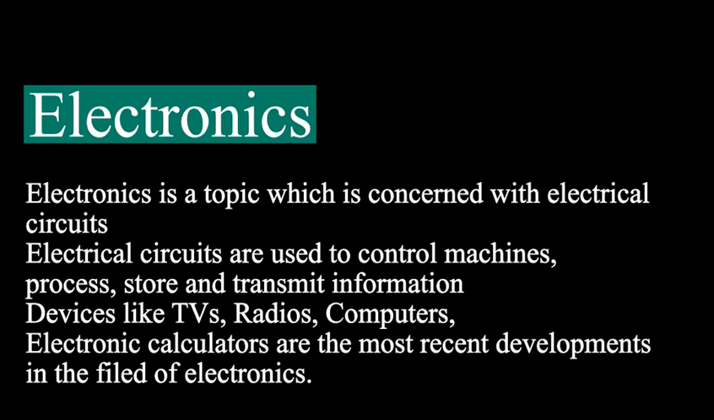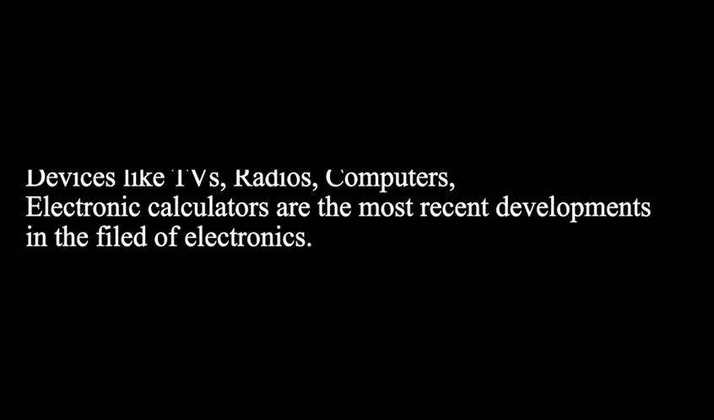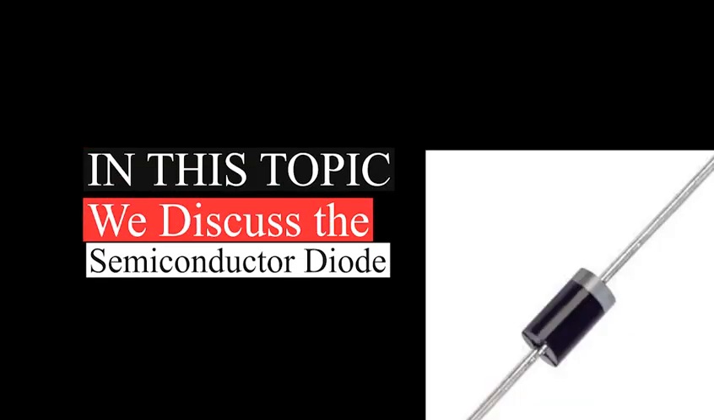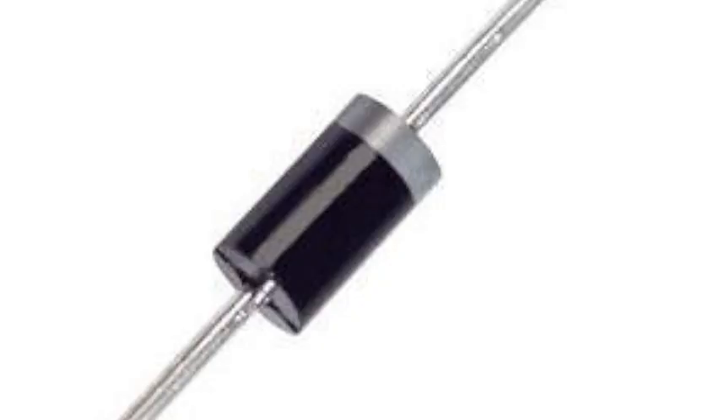Devices in our homes such as TVs, radios, computers, and calculators are some of the recent developments in the field of electronics. These electronic devices have various electronic components that perform different functions. Some of the components that we have learned so far are resistors, diodes, transistors, and capacitors. One major component we are going to discuss in this topic is the semiconductor diode.